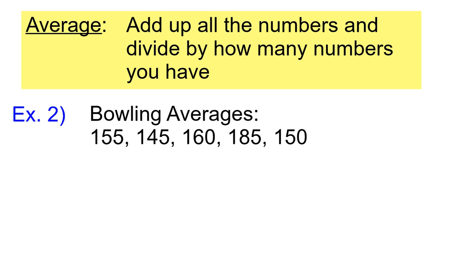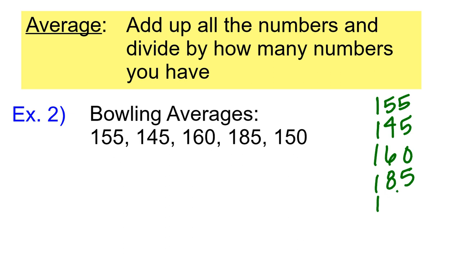So here's a scenario of when we talk about going bowling. When we go bowling, you may have several series of games, but they always want to know what your bowling average is. So here we have some numbers: 155, 145, 160, 185, and 150. We're going to take a moment here and add them all up. These are legitimate bowling games. These are basically 5 games that were done, and they wanted to know what the average was.